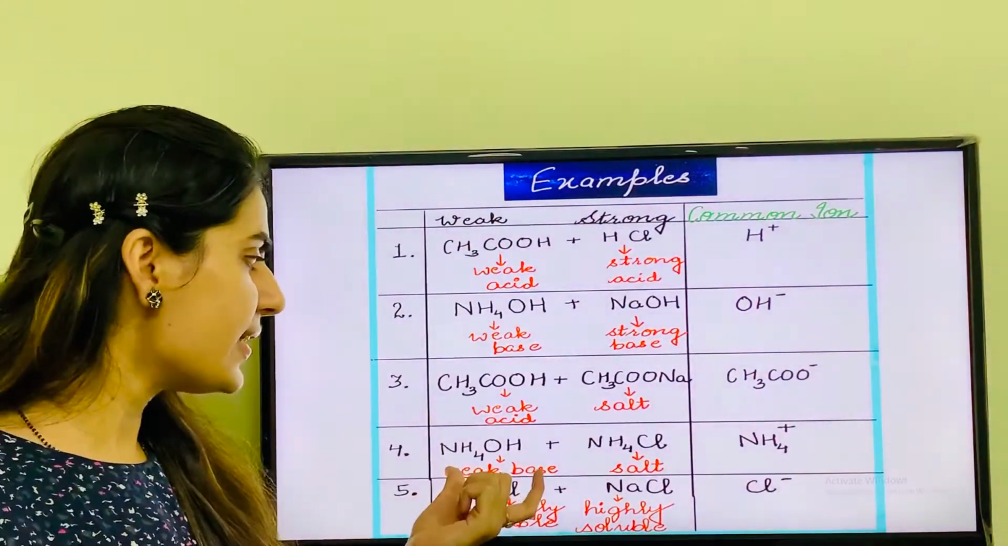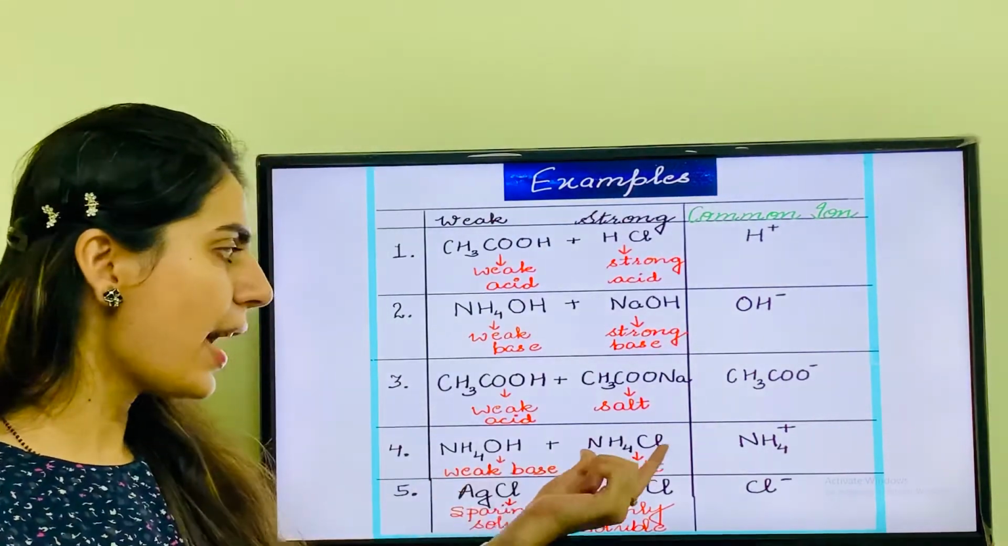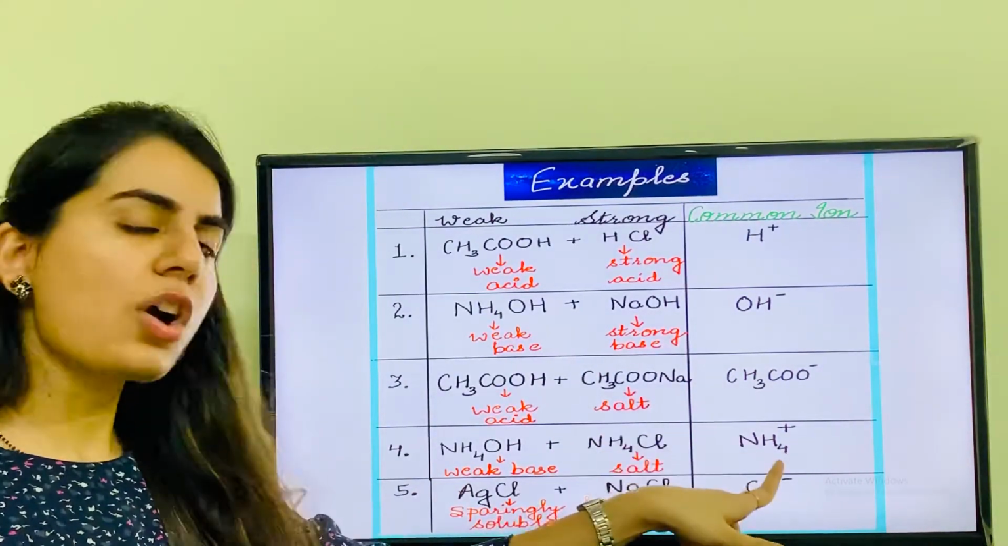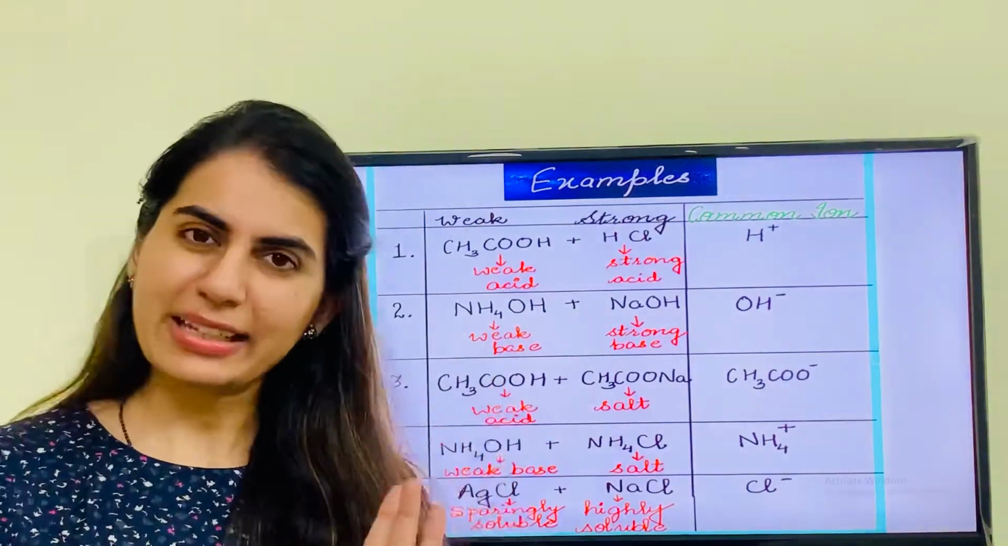Then let's take another example. We have taken a weak base, ammonium hydroxide, and a salt, NH4Cl. What is the common ion here? Ammonium ion. Clear till here?